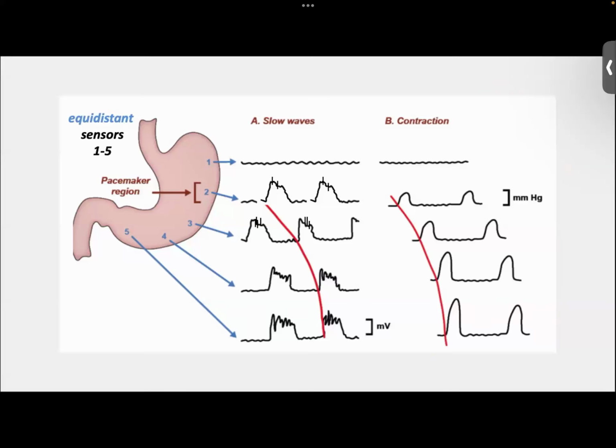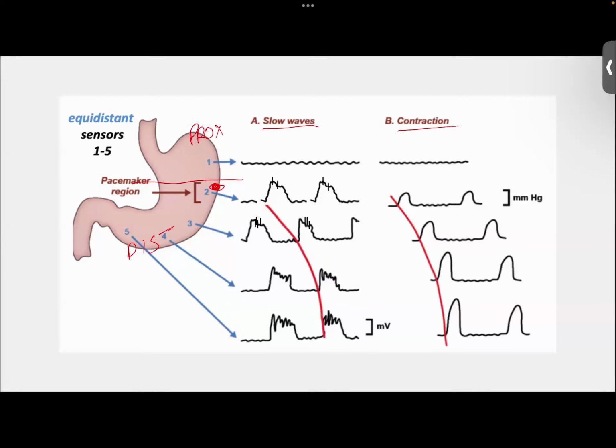Easy. This is a super nice diagram. As I said, GIT can be explained on diagrams. So we have these equidistant sensors, which is 1, 2, 3, 4, 5, and they're measuring slow waves and contractions. Let's say it's over here. This is the pacemaker region. This is proximal and this is distal, right?